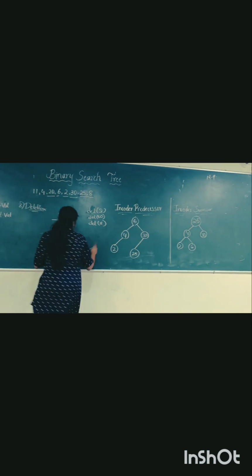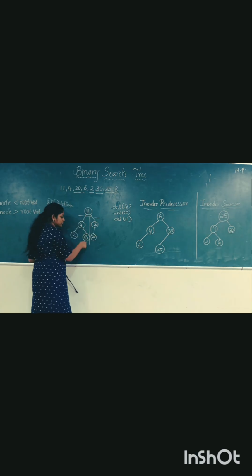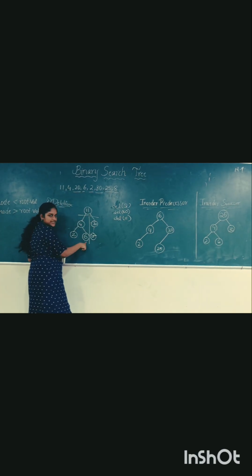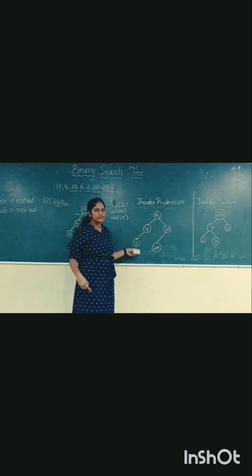In order predecessor, we are replacing the deleting node with the maximum element of the left subtree. So in this left, 6 is the maximum element, right? So we are replacing 11 with the 6. So the output will be like this.